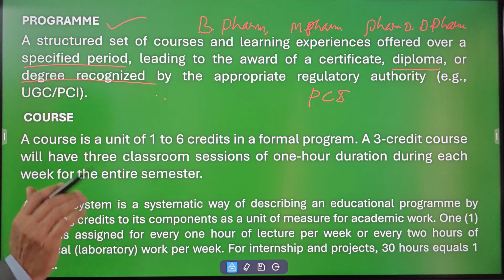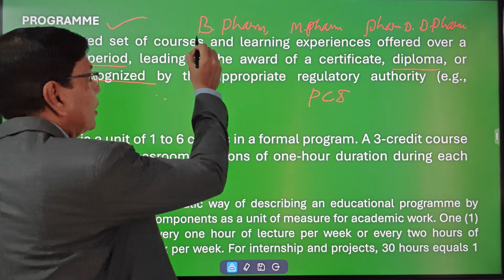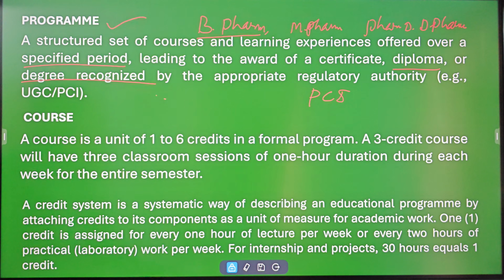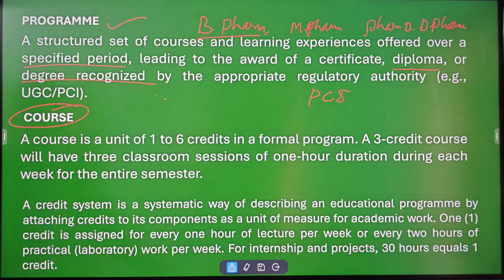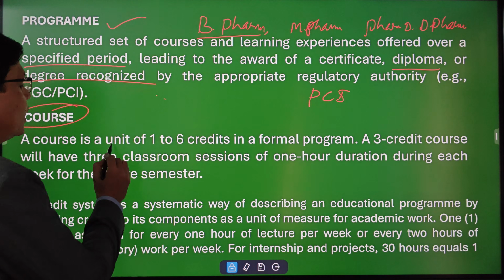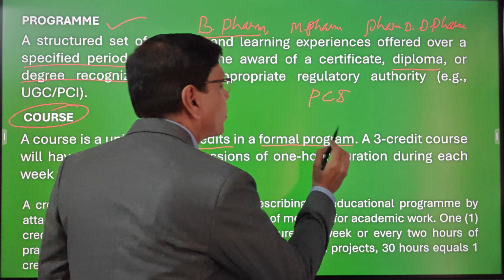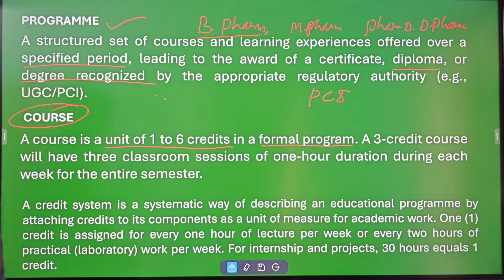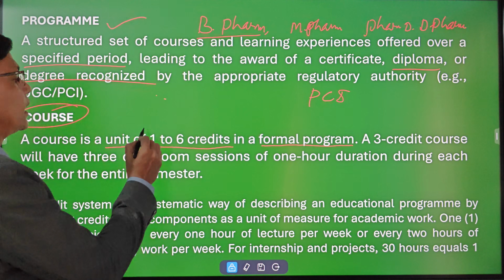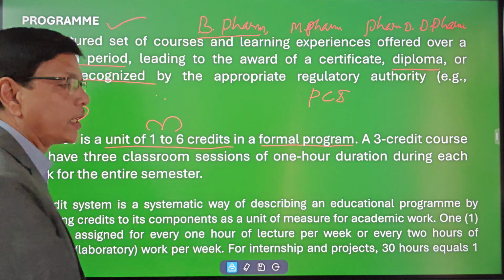So don't confuse program and course. Program here means the B Pharma program. Then what is the meaning of a course? A course is a unit of 1 to 6 credits in a formal program. The program contains certain courses, which are divided into 1 to 6 credits.